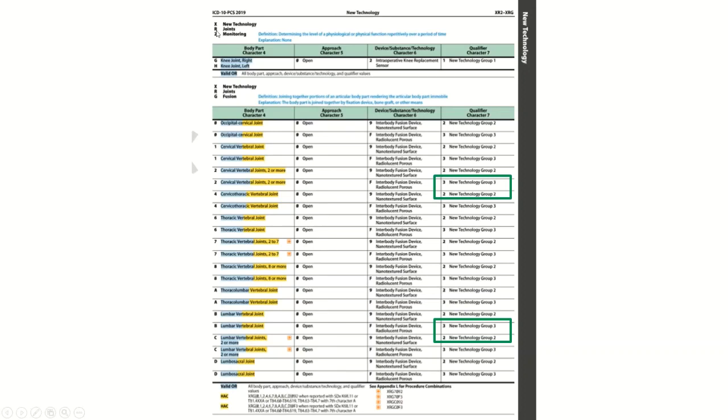And that second character is R. All right. So in this case, we've got new technology joints monitoring, and down below it, you've got new technology joints fusion. And let's just look at how they are expanding. You've got new technology when fusing the cervical vertebral joints 2 or more. And then this seventh character qualifier will tell you the type of new technology group it falls under, and that will just be in your documentation. So it's nothing for you to figure out. It'll be in your documentation.